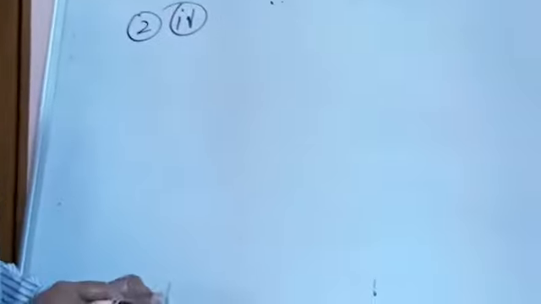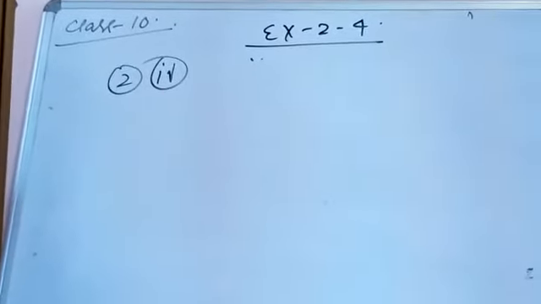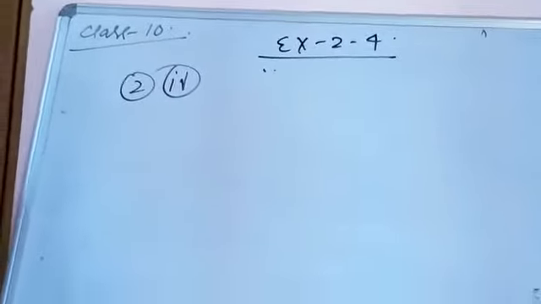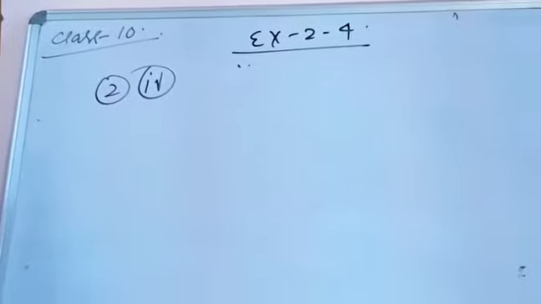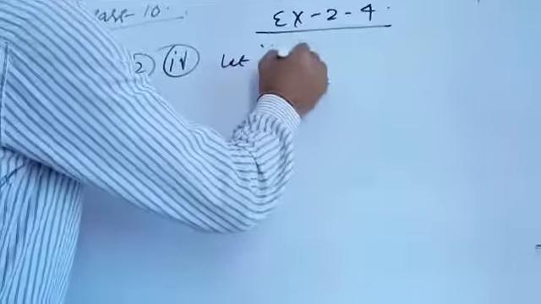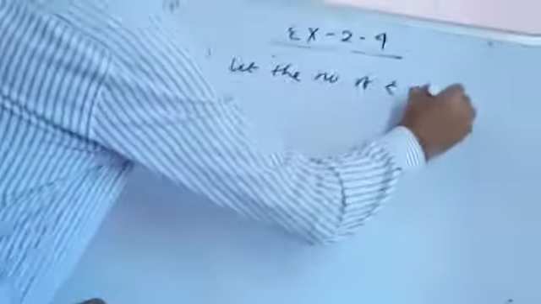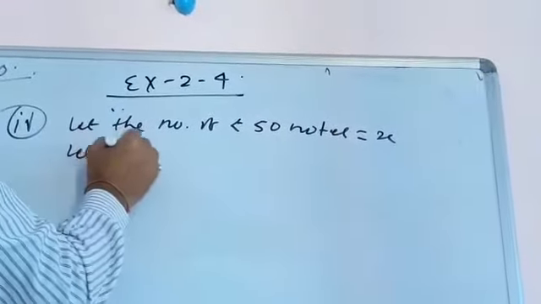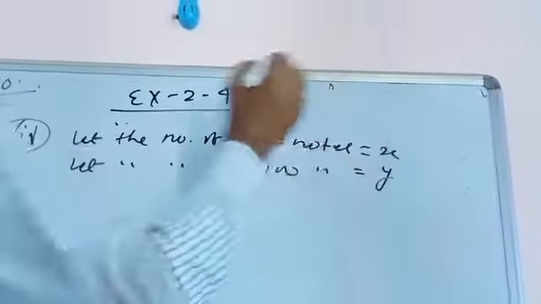Here in this question, Meena went to a bank and withdrew rupees 2000. She asked the cashier to give her rupees 50 and rupees 100 notes. Meena got 25 notes in all. You need to understand, Meena asked the cashier to give only these. So here we'll write: let the number of rupees 50 notes be x. Let the number of rupees 100 notes be y.